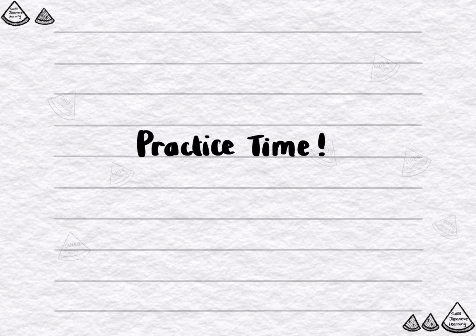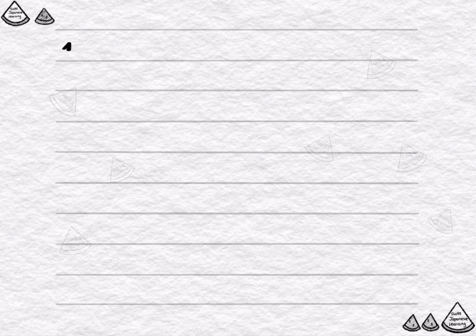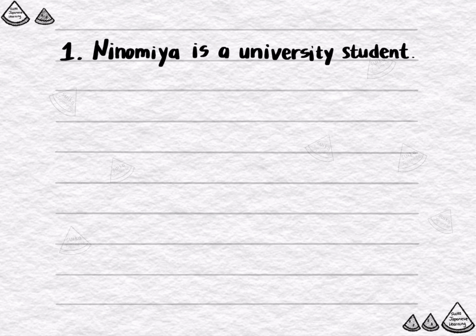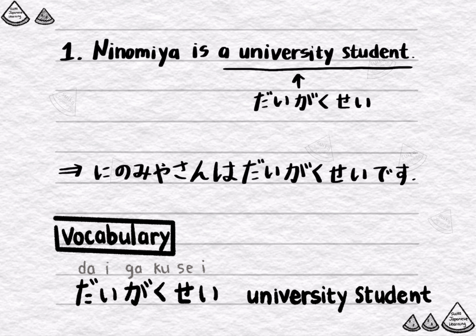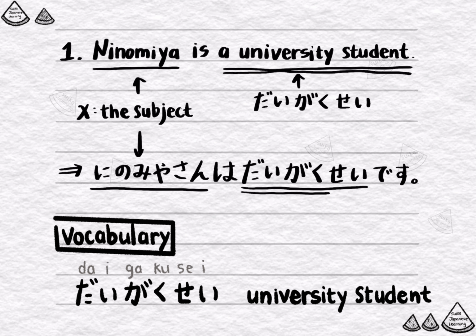Let's try translating the sentences into Japanese. First sentence. Ninomiya is a university student. University student is daigakusei in Japanese. This becomes Ninomiya-san wa daigakusei desu. Ninomiya-san is the subject. Daigakusei is what we are saying about the subject.